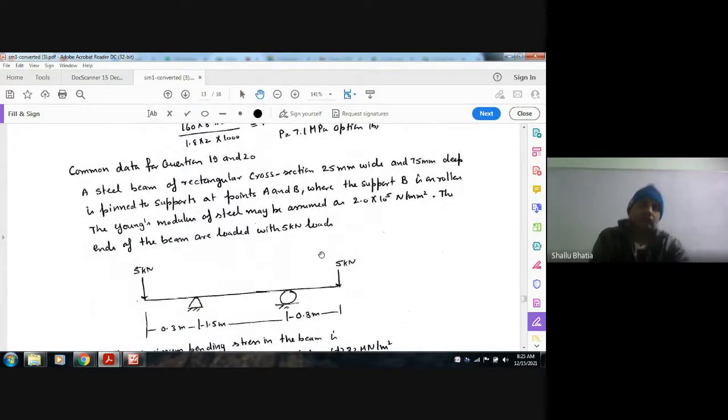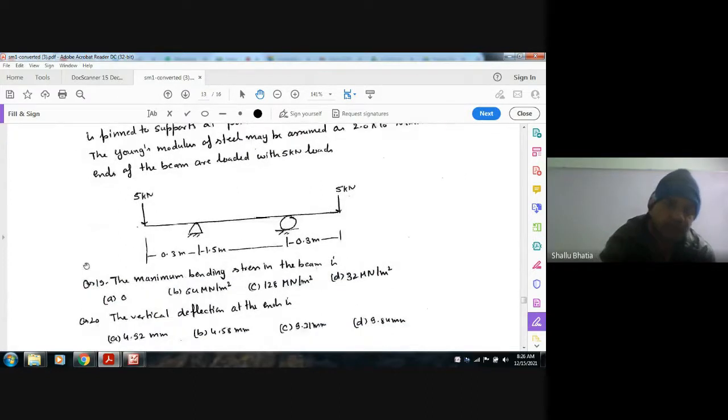Next, common data for questions 19 and 20. A steel beam of rectangular cross section 25 mm wide and 75 mm deep is pinned to supports at points A and B, where support B is on a roller. Okay, these are the two supports. This is the roller support. This is the simple support. The Young's modulus of steel may be assumed as 2.2 into 10 to the 5 Newton per square mm. The ends of the beam are loaded with 5 kilonewton.